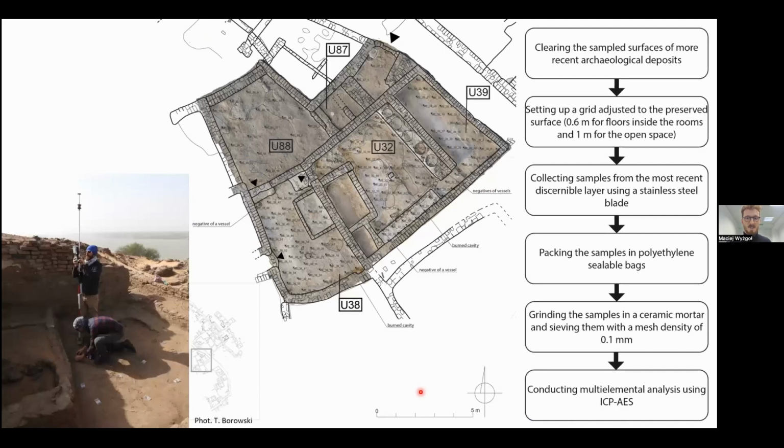Here you can see the whole process. So there was a grid plotted on a house from which I collected samples from the uppermost layer, previously cleared from other anthropogenic layers. Then, as illustrated in the attached graph, the samples were packed, ground, and sieved, then sent to the lab for multi-elemental analysis.